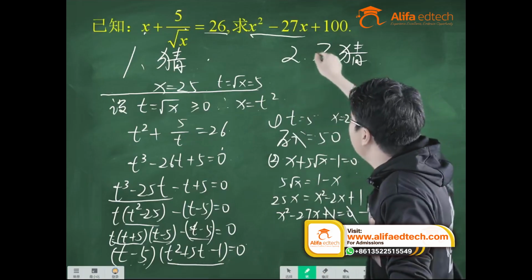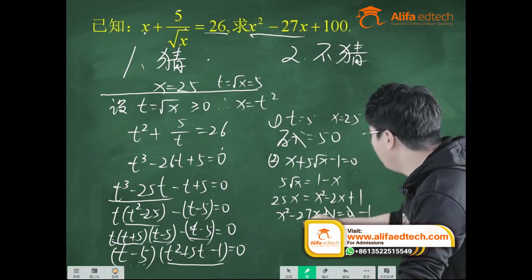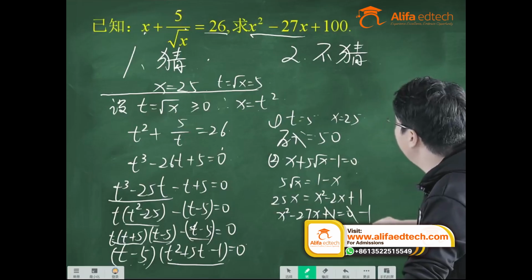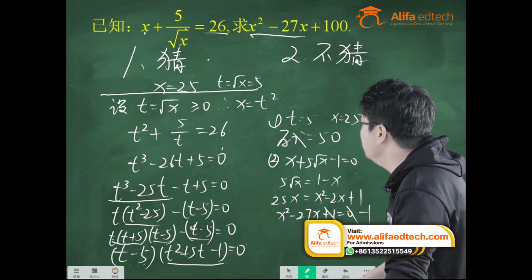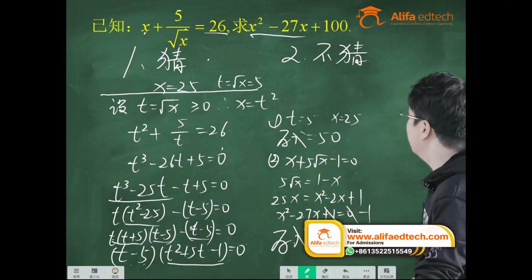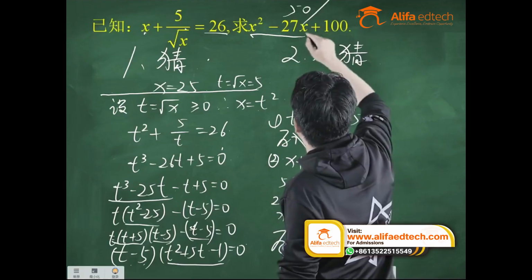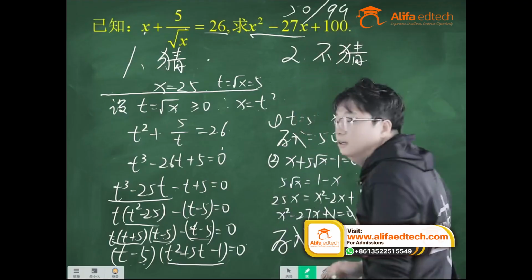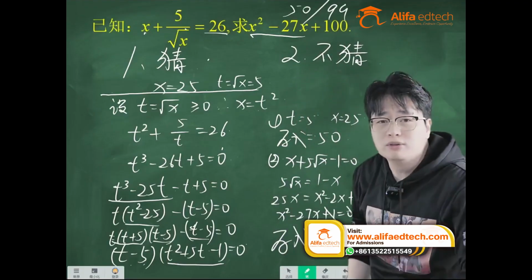When you bring it in, they all meet such a condition, right? x squared minus 27x is equal to minus 1. Then, minus 1 plus 100 is equal to 99. So this is the second answer to this question, 50 or 99. Okay, the two answers have come out, so have you found it here?